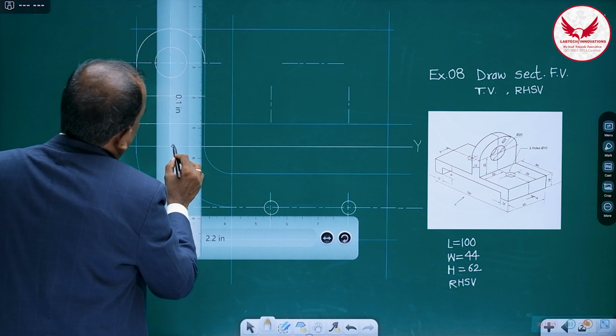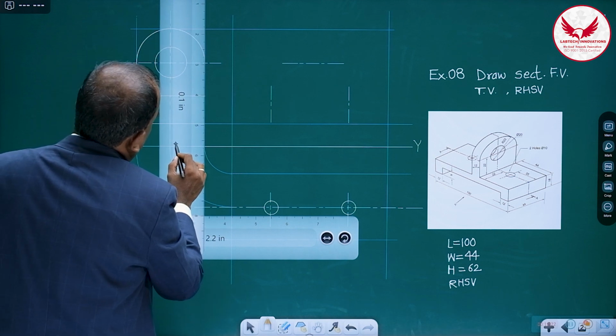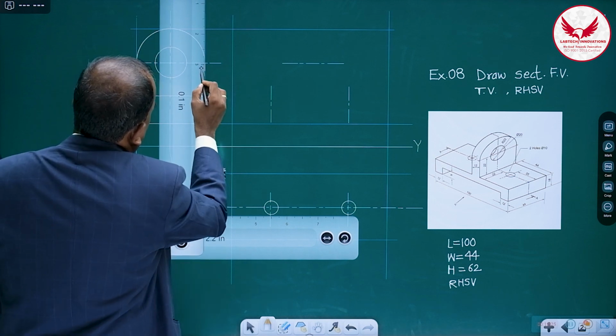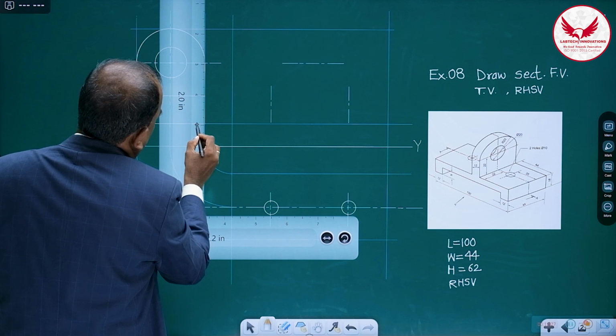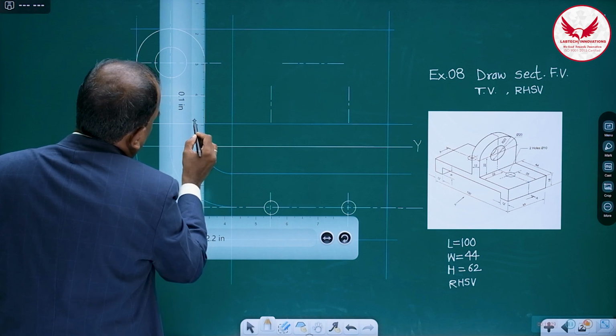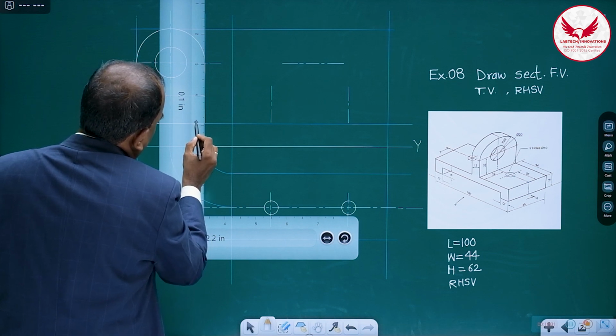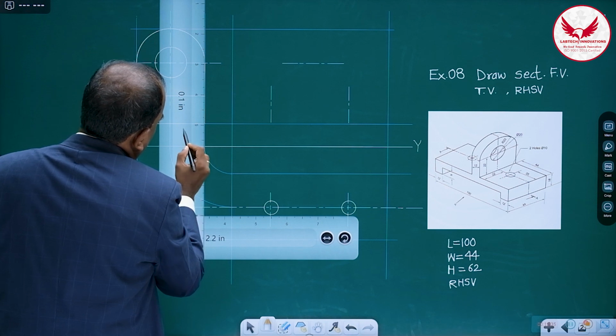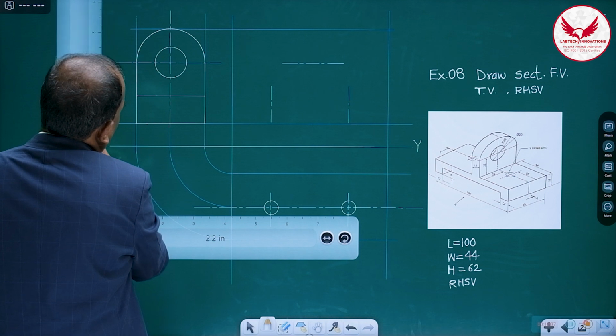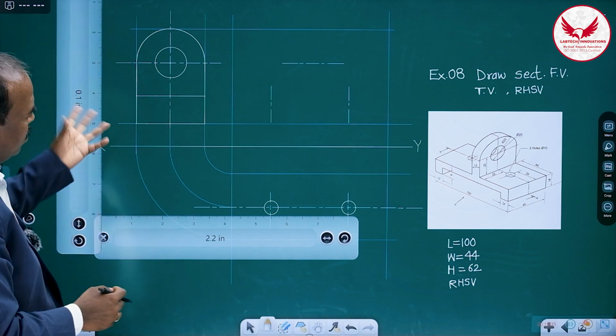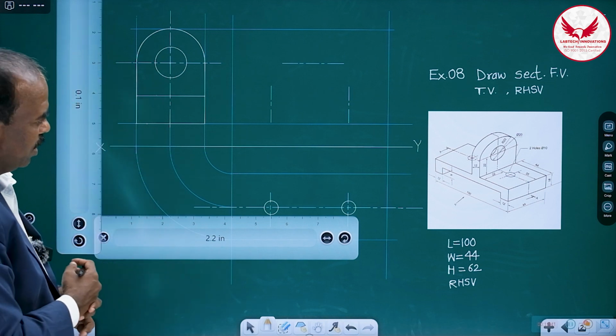And if we finish it, this is the straight portion. It's not necessary that we should always start with the front view or top view. Looking at the object, we have to take the decision. Here we have started with the side view, which is a very simple one.